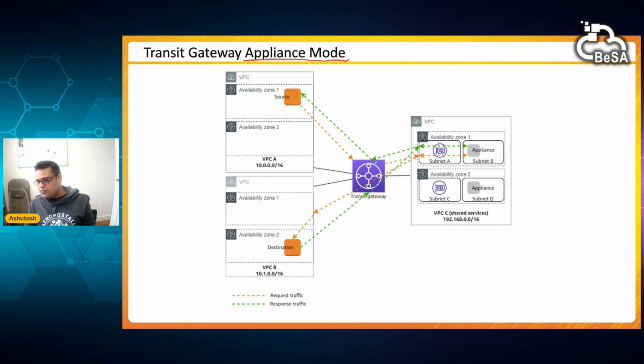So what happens? It will keep the traffic symmetric. If you enable the appliance mode, transit gateway will make sure that it sends the return traffic to the same appliance or same firewall where it came from. This way the packets are not dropped. And always remember that, because I have seen this same problem so many times, right? So just remember that.